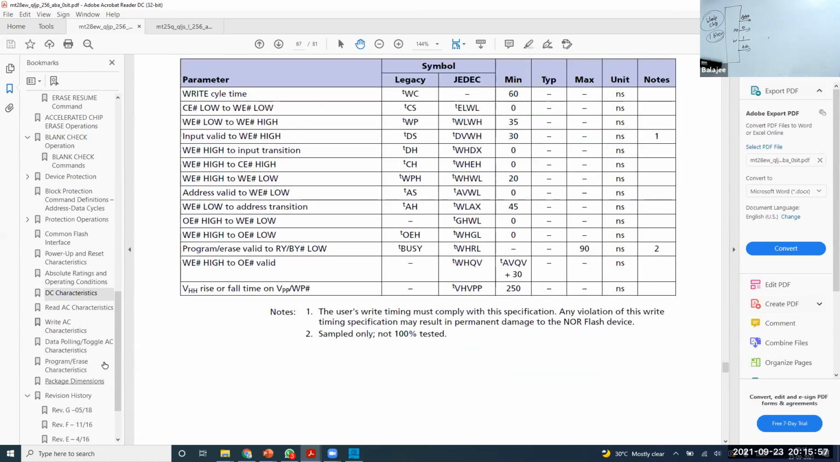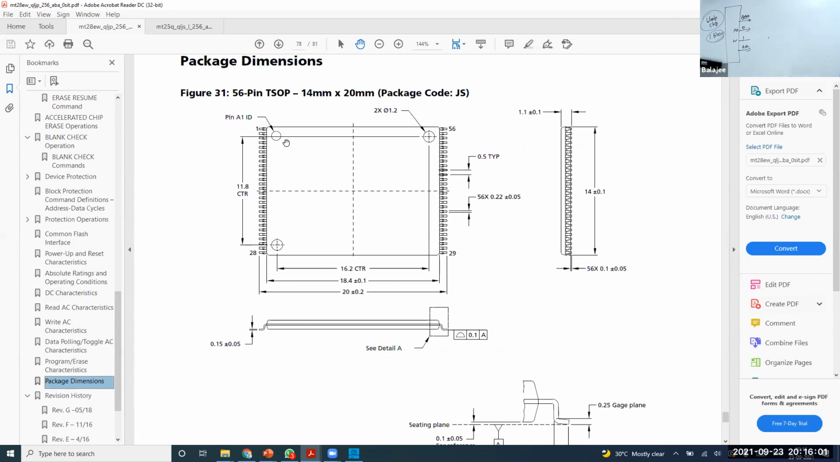Okay. Now what else? These are the other ones, package dimensions. They will tell you how much the gap is between each pin, and what the size of the chip is. See here, this is 20 mm, and this one is so many mm. The TSOP package.